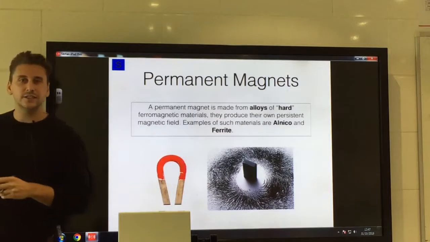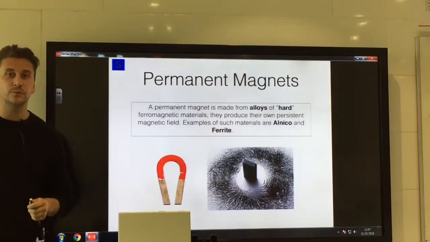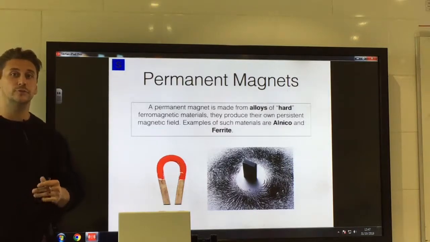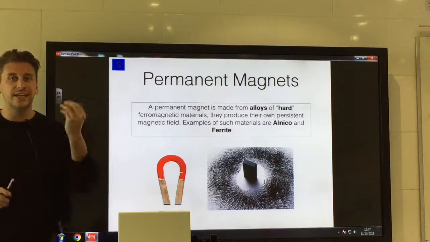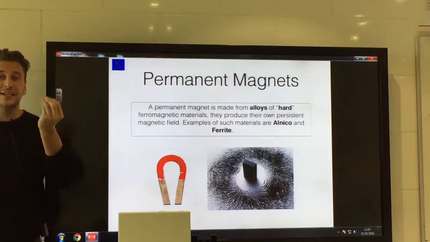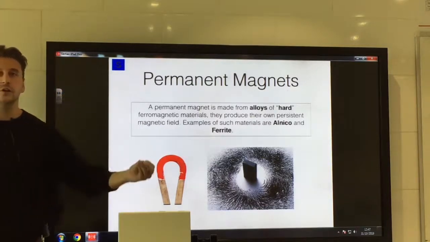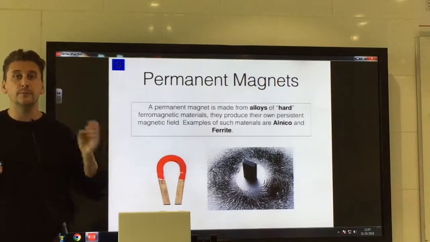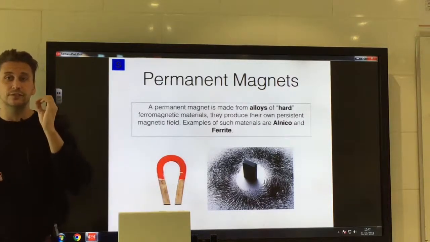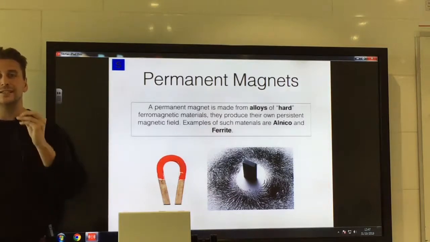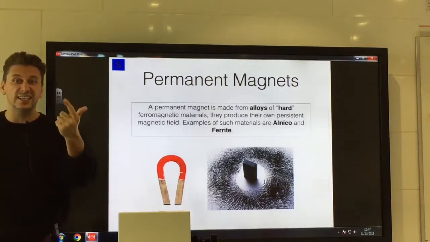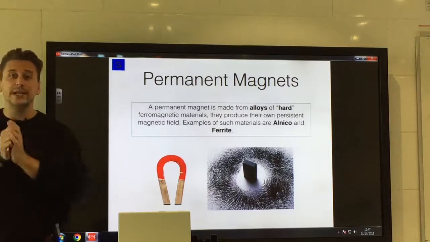Just like in electricity, if I took a charged object and put it near a neutral object, it induced charge in the neutral object, which made them stick together. Exactly the same in magnetism. If I take a magnetic material with its own magnetic field and move it close to a non-permanent magnet, but it is a magnetic material, so it's a ferromagnetic material, then it will induce magnetism in that material, such as iron, nickel, cobalt or steel, and it will make it attract.